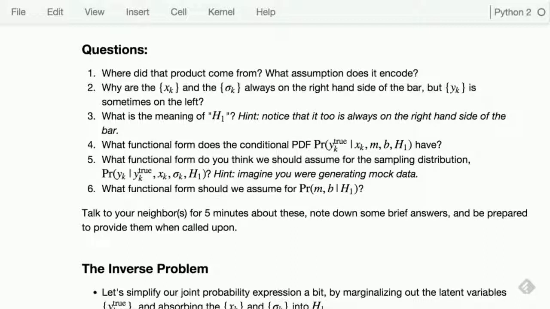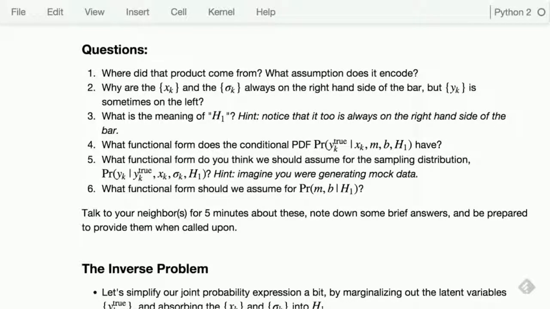So, where did the product come from? What assumption does it encode? Why are the xk and sigma k always on the right-hand side of the bar, but yk is sometimes on the left? What's the meaning of h1? What functional form does the conditional PDF p of y true have?